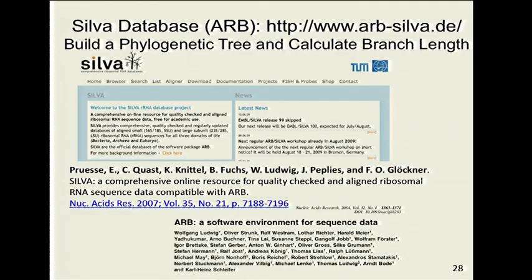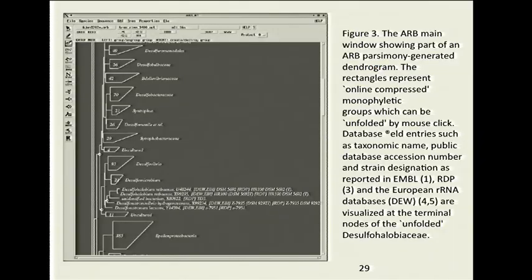So what you have now is that you have these sequences aligned. But now you want to build a phylogenetic tree, and you want to calculate the branch length between each of these sequences and start to bin them. And for this, typically people are using ARB, which is based on the Silva database, to build the phylogenetic tree. And so you'll end up with a parsimony-generated dendrogram.